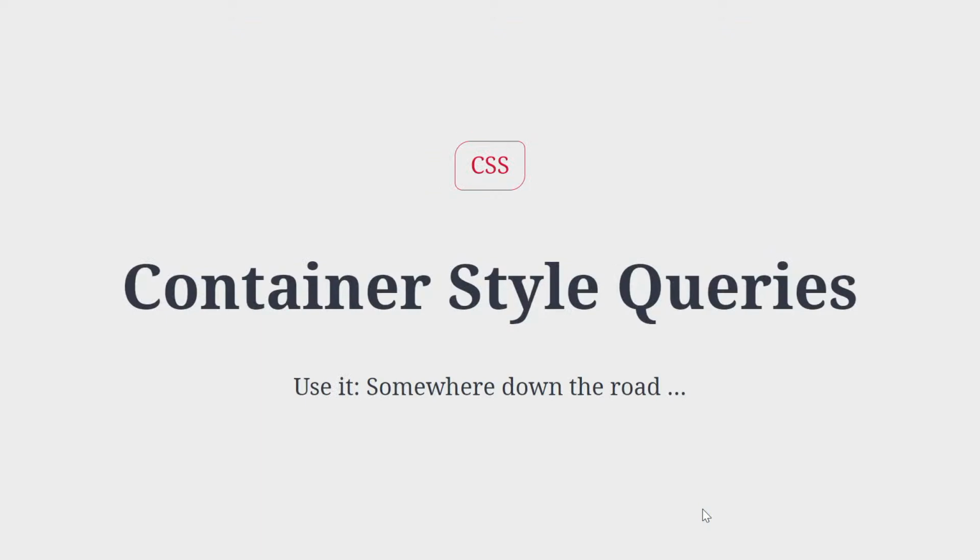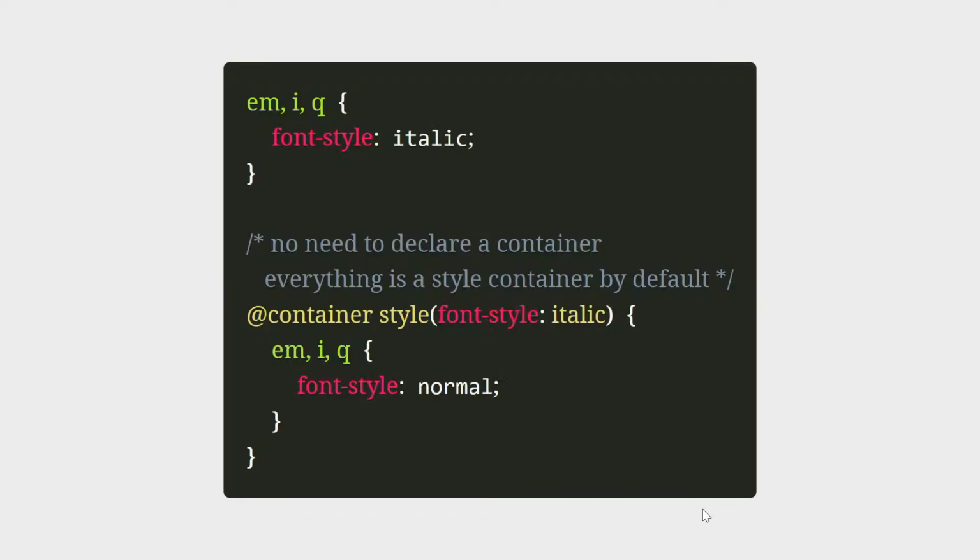What you may not know is that next to container queries, we also get container style queries. Not yet, but somewhere down the road. In this case, the example would be we have HTML elements em, i, and q, and they usually have font-style italic. And if they are in another container which already is italic, you can use this syntax to put them to font-style normal. In this case, you don't have to declare an extra container, because in styling, everything is a container. This has very special use cases, but it's not working right now.